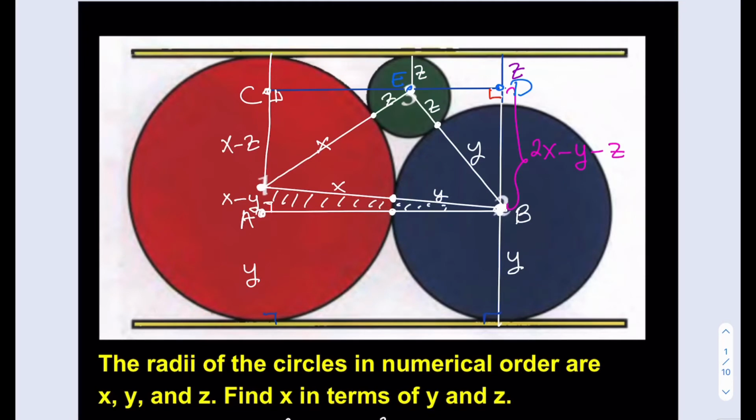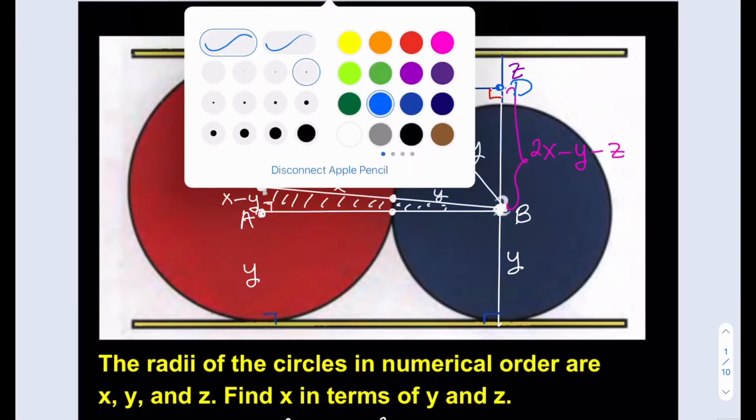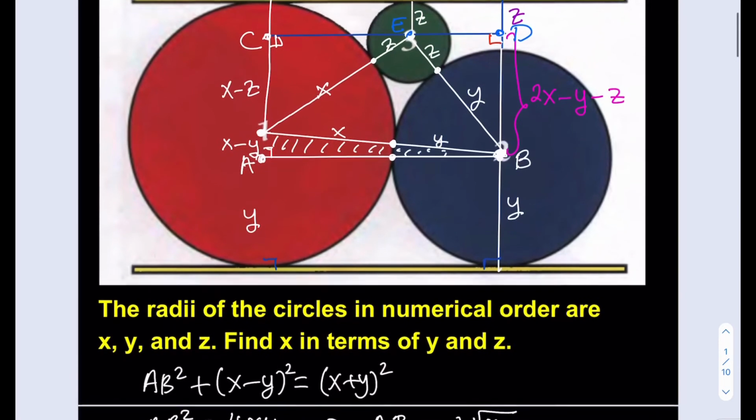I'm talking about CE plus ED being equal to AB, geometrically. So how do you find CE though? Well, CE is one of the legs of a right triangle. So let's go ahead and use the Pythagorean theorem on that one as well.